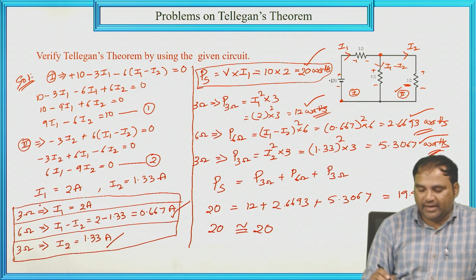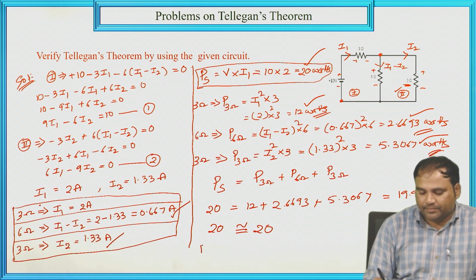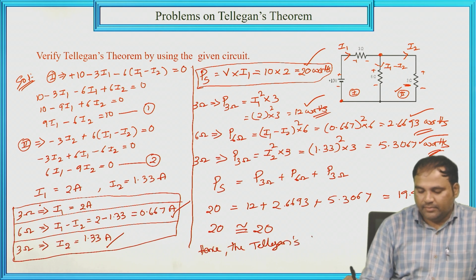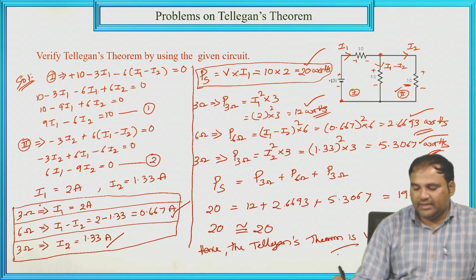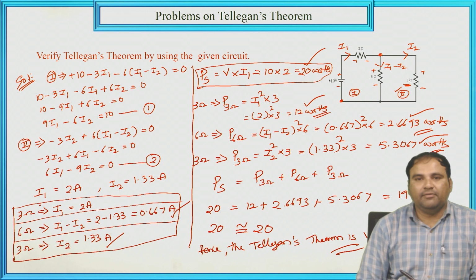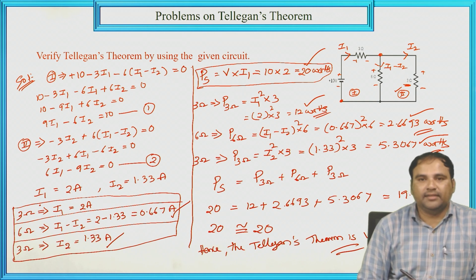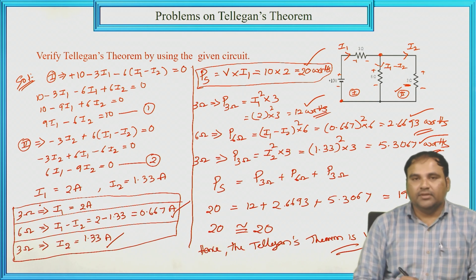So here finally we can write, hence Tellegen's theorem is verified. This is the calculation part of Tellegen's theorem. Okay, so thank you one and all.